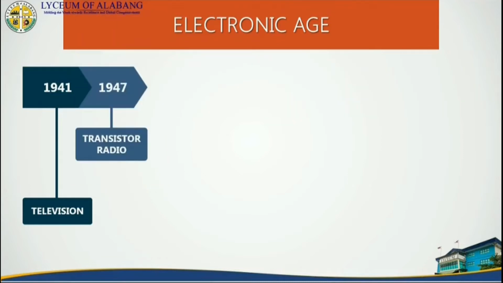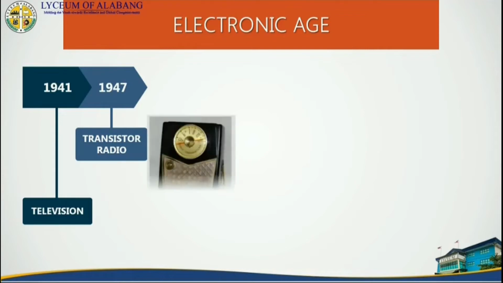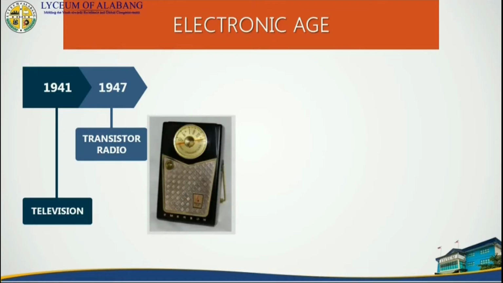Next. In 1947, we have here the transistor radio. So the transistor radio is a familiar device to us. Now this is a portable radio, a radio which we can listen to when there is no television. So the transistor radio is a small portable radio receiver that uses transistor-based circuitry.